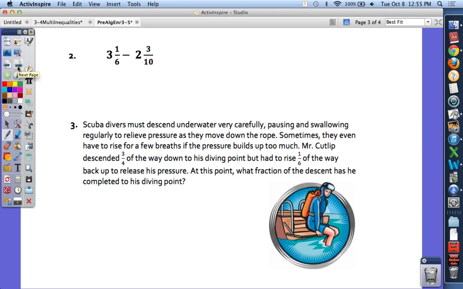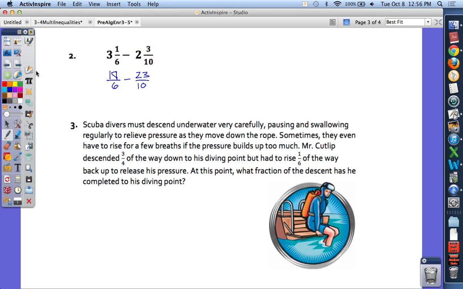Before we do that, let's make this an improper fraction. We did this before. Let's just make them improper to start with. So 3 times 6 is 18, plus the 1 is 19/6. Minus 2 times 10 is 20, plus the 3 is 23/10. So we could multiply 6 and 10, and we could get our new denominators to be 60, but that's not the lowest number that we could go with.